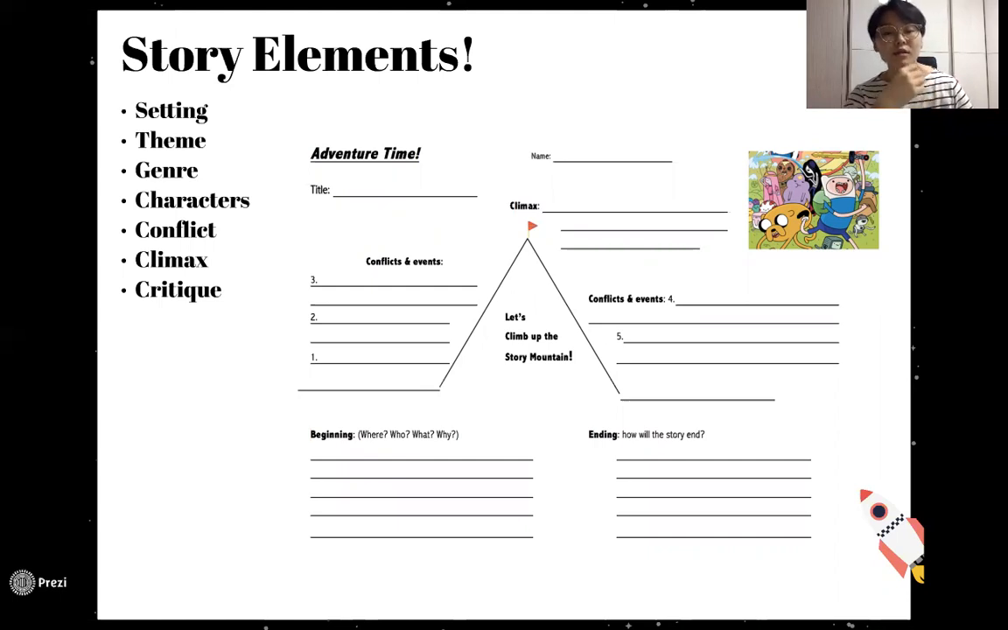And also critique, which is your own opinion about the story or piece of literature that you're reading. Would you give it a thumbs up, a 5-star, a 4-star, and why would you give that kind of critique? You're explaining if you liked it or not and why. And also, we've done a lot of work with the Story Mountain, right?